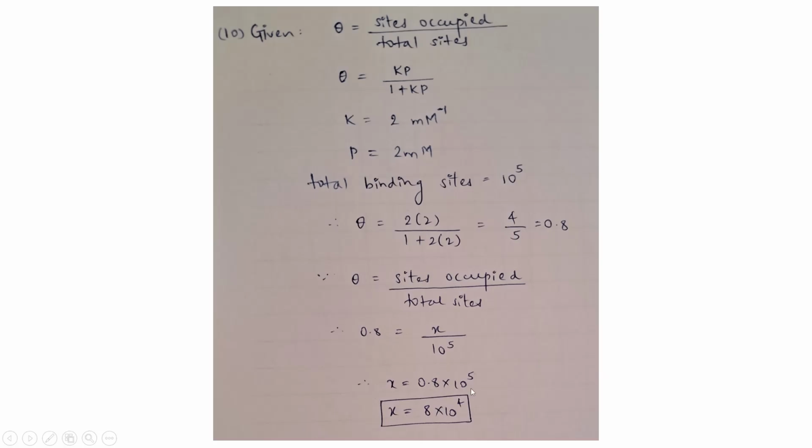Since the question is asking us to answer in a multiple of 10 raised to 4, you just convert this. So the right answer will be 8. Whenever you are answering such questions in the exam, if it's already mentioned that it's a multiple of 10 raised to 4, you just put in the first numerical value and not the entire expression.